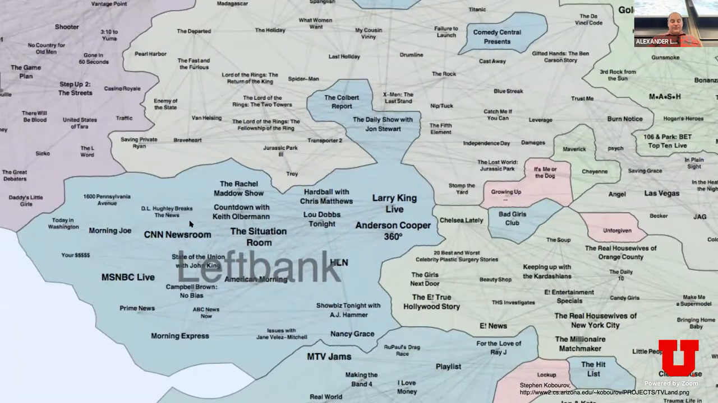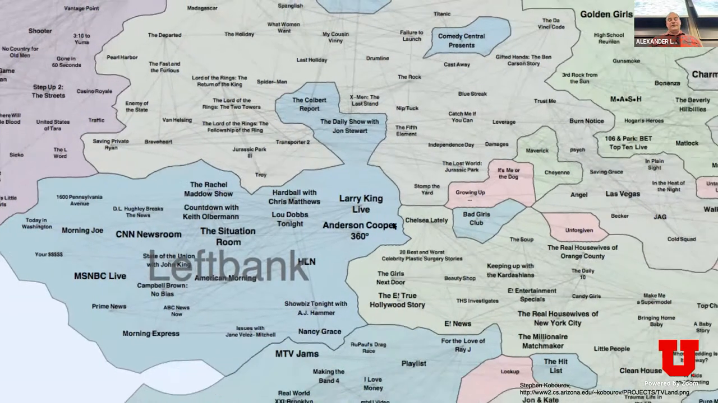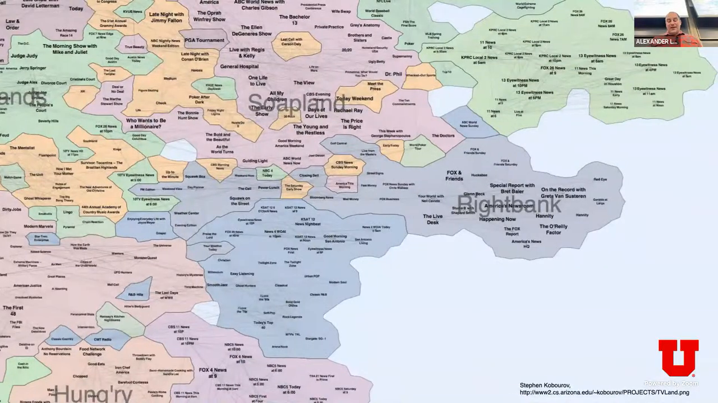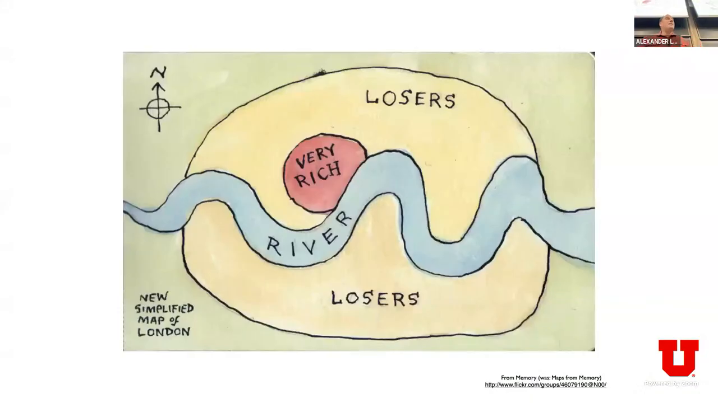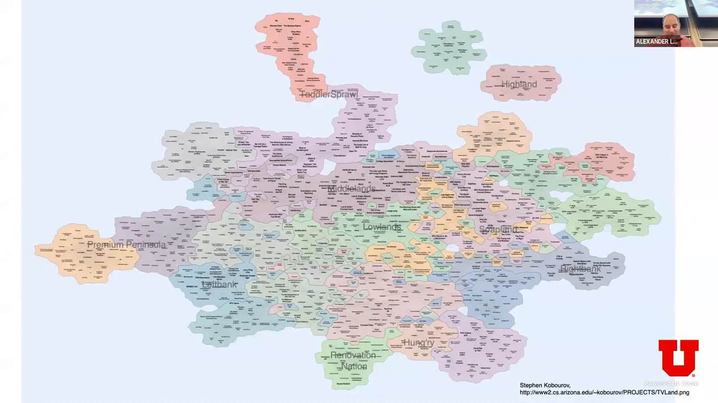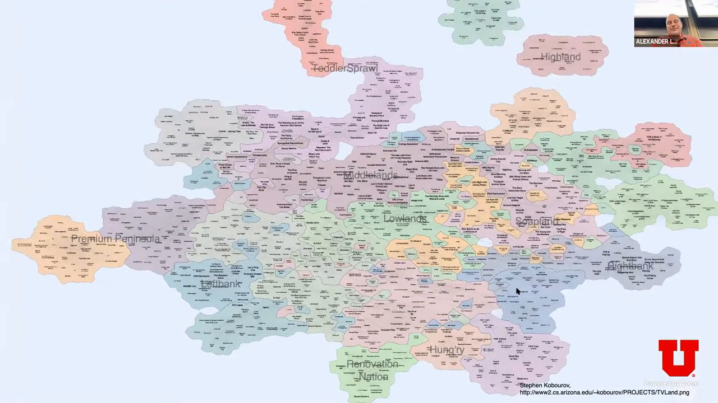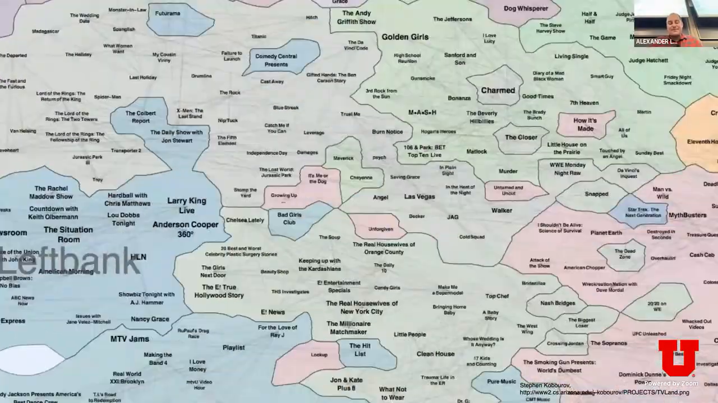And so here, if we zoom in on the Left Bank, we see all the CNN shows and Larry King Live and Anderson Cooper and so on. Versus on the Right Bank, we have Fox and Friends and all of the other TV shows that you would expect there. I can't actually tell without zooming in here, sorry. But you can look at this link here, and then you can explore the map. He has many of them.